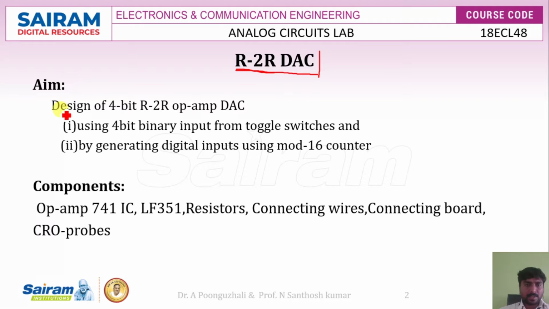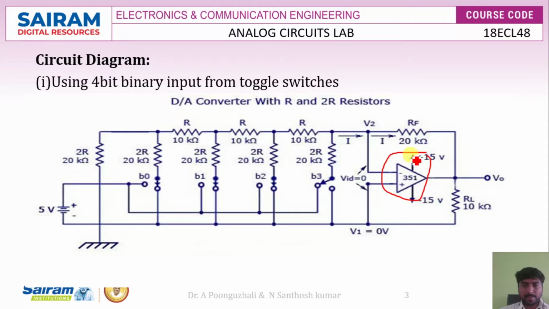The aim of this experiment is to design a 4-bit R2R DAC using an op-amp 741. Here, the toggling of the digital inputs will be provided by a mod 16 counter. The components required to design this circuit are an op-amp 741 and resistances R and twice that, 2R. We are making use of only precise resistances, R and 2R, hence the name R2R ladder network, or R2R DAC.